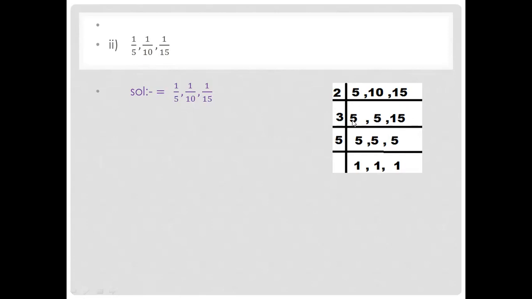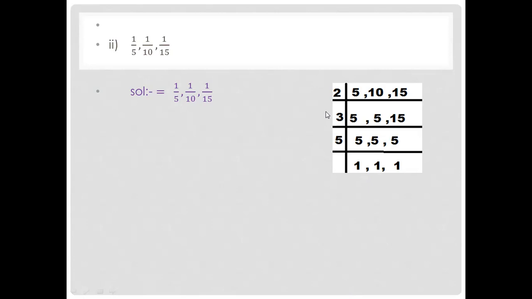5 we write it as it is. 2 5s are 10, so 15 we write as it is. Then we divide it by 3. 5 as it is, 5 as it is, and 3 5s are 15. Now all these are 5, so we divide it by 5. 5 ones are 5, 5 ones are 5, and 5 ones are 5.